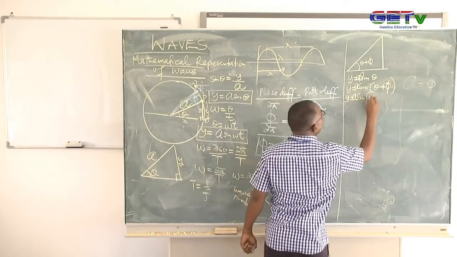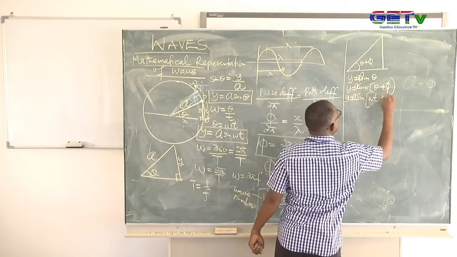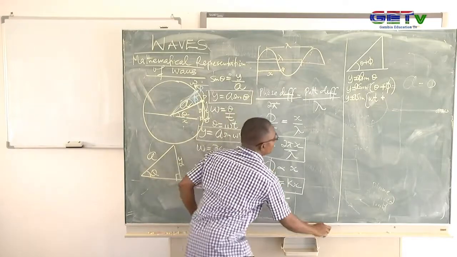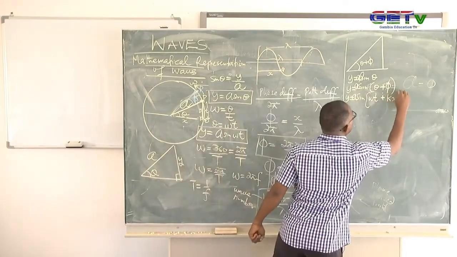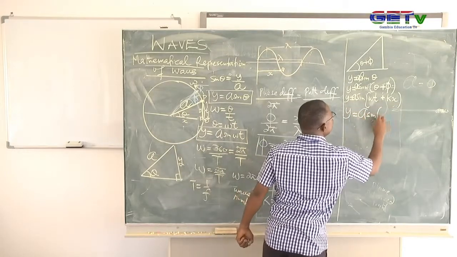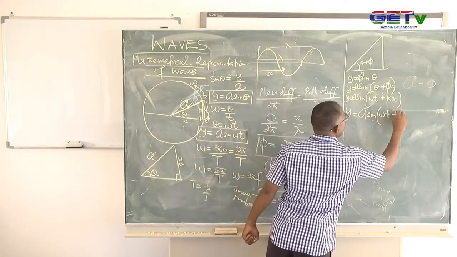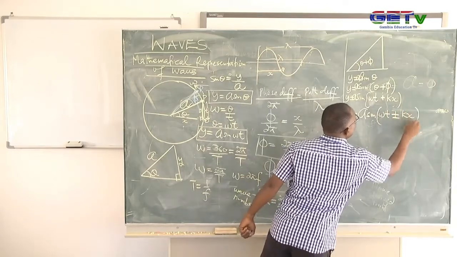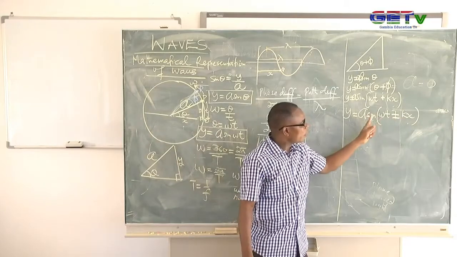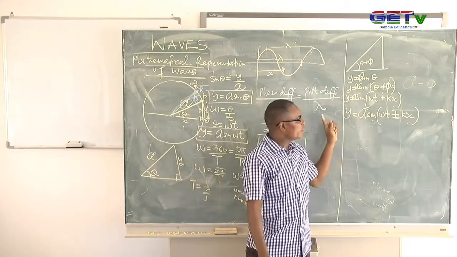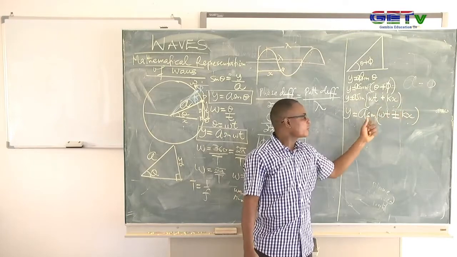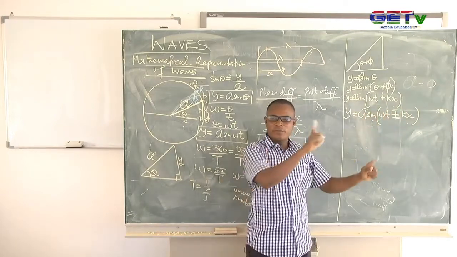Coming back to my equation, I will have a sine of omega t plus kx, since phi was kx. But the wave can be moving in different directions, so I have plus or minus kx. If it is minus, the wave is moving from left to right. If the wave is moving from right to left, it is plus. That's why I place plus or minus, because the wave can move in either direction.